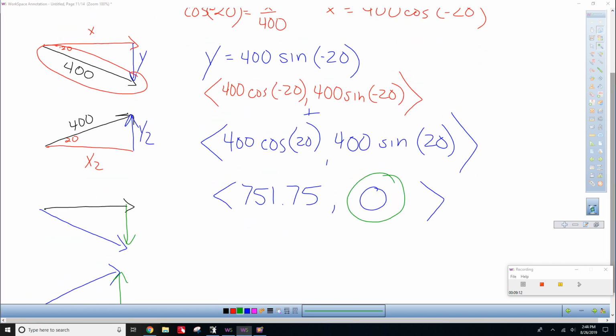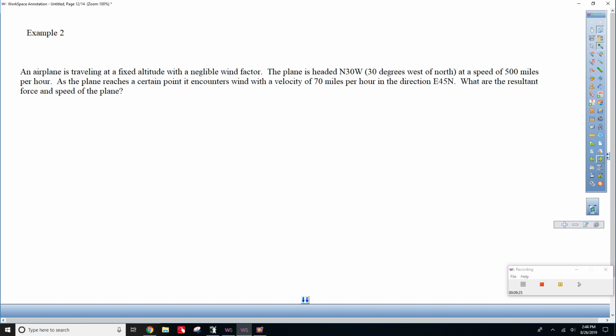The tugboats are pushing 751.75 pounds of force completely in the horizontal direction. That's great. Okay? Let's look at another example.